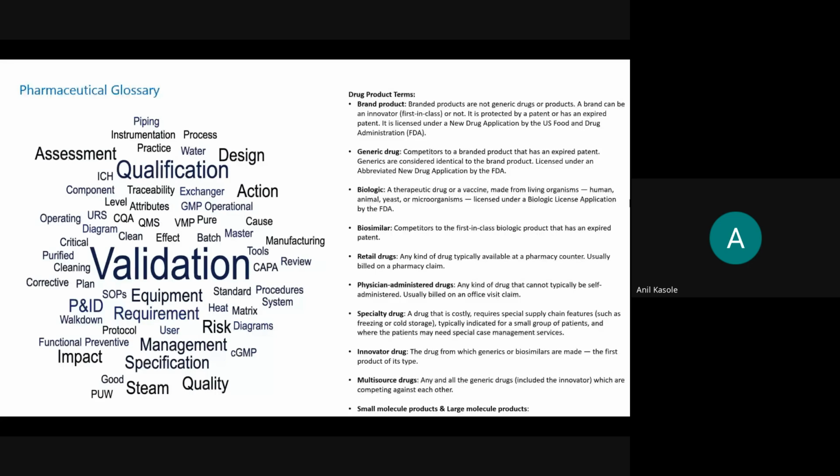And because this is just a very quick snapshot, a screenshot, here are the glossaries. There are millions and billions of terminologies in pharma, but I added some for looking at this business process in terms of the drugs. I said millions and billions, but there are key ones. For example, brand product, generic product, biologics, biosimilar, retail drugs, physician administered drugs, specialty drugs, innovative drug, and so on. So it is very hard to put into one or two slides.